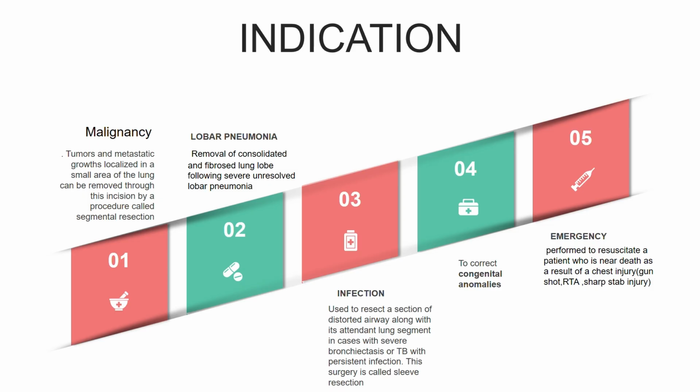Now what are the indications of the surgery? In case of tumors or any metastasis, growth can be removed through incision. In case of any fibrous lung lobes with lobar pneumonia, they are removed. Sleeve resection can be performed to remove any blocked airway with or without the lung segment, like in cases with severe bronchitis or TB with severe infections, in order to correct any congenital anomalies. In case of emergency like gunshot, RTA, or sharp stab injury, this surgery is performed.